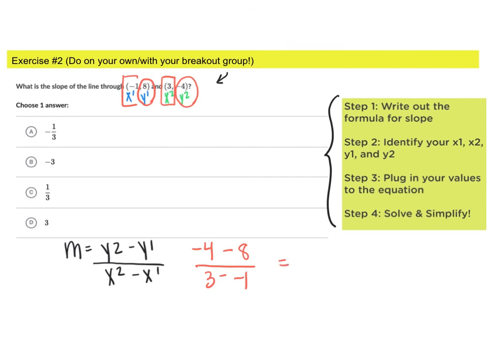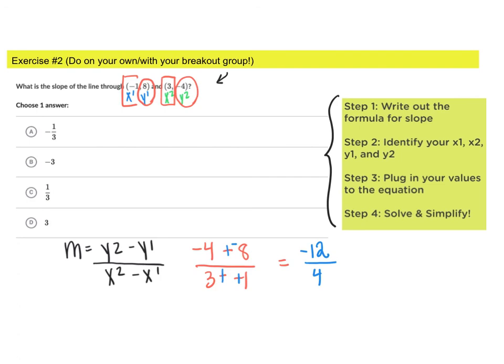Okay, the last step here is to actually just go through and solve this out. Negative 4 take away 8. Well, that's the same as saying keep, change, opposite. That's the same as saying negative 4 plus negative 8. So if I'm already at negative 4 and I go back another 8, I'm at negative 12. Okay? On the bottom, 3 take away negative 1. That's a double negative. So I'm going to do keep, change, opposite. 3 plus 1 is 4. Now I have negative 12 fourths as my answer.